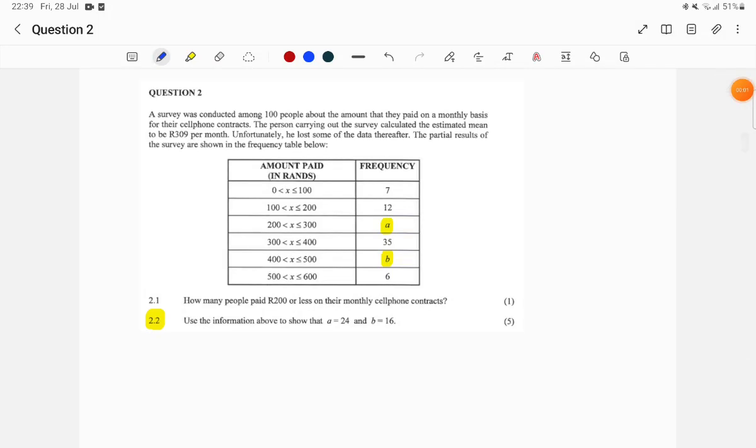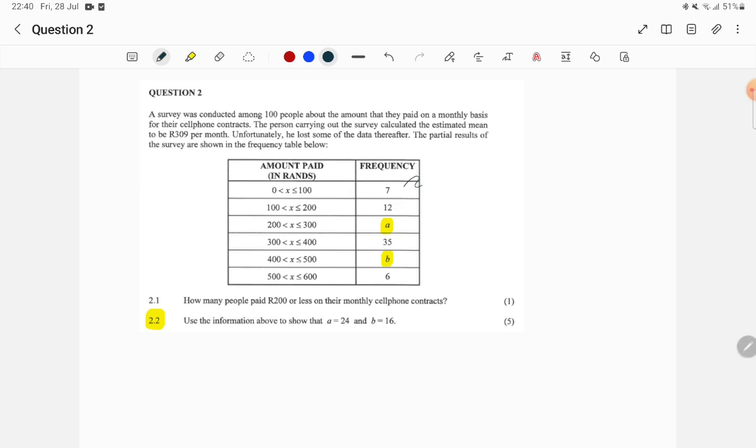Question 2.2 now says, use the information above to show that A equals 24 and B equals 16, for 5 marks. So firstly, from the frequency column, we can see A and B are unknown. But what we do know is the survey was conducted among 100 people.